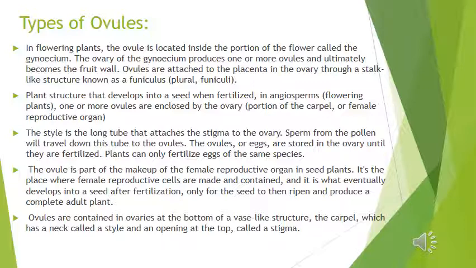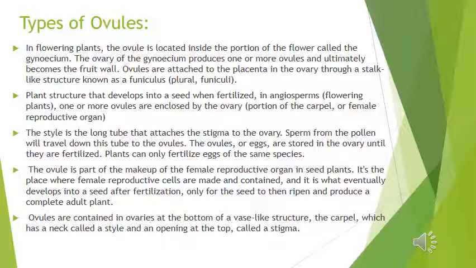The ovule is the plant structure that develops into a seed when fertilized in angiosperms, that is, flowering plants. One or more ovules are enclosed by the ovary. The style is the long tube that attaches the stigma to the ovary. Sperm from the pollen travel down this tube to the ovules. The ovules, or eggs, are stored in the ovary until they are fertilized. Keep in mind that plants can only fertilize the eggs belonging to the same species.